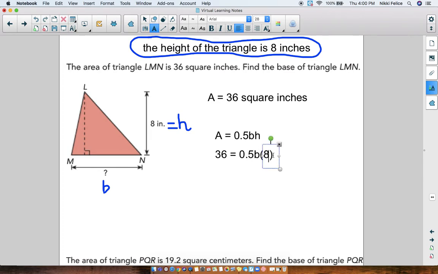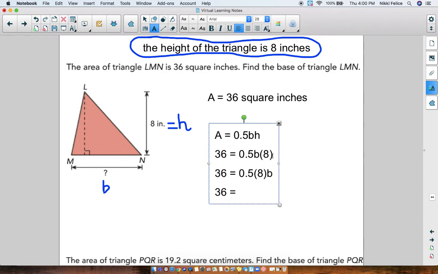Well, multiplication, you can go in any order that you want, right? 1 times 2 times 3 is the same thing as 3 times 2 times 1. You get the same answer either way. 5 times 2 is the same thing as 2 times 5. So if we want to make it easier to see, we can put the numbers together so we can multiply those first. 0.5 times 8 and then multiply by B. That would probably be a little bit easier.